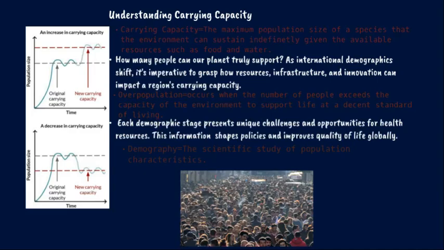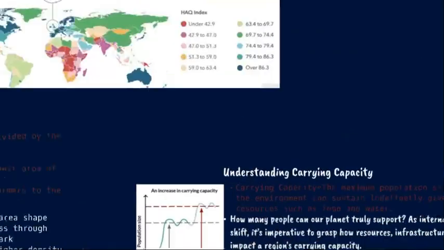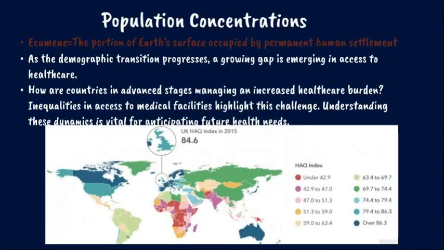Demography is the scientific study of population characteristics and population concentrations. It can mean the portion of the Earth's surface occupied by permanent human settlement.